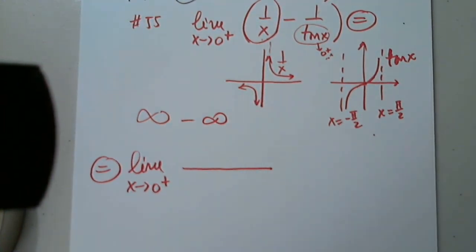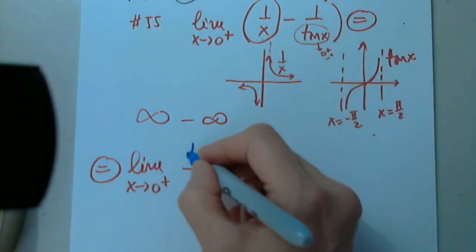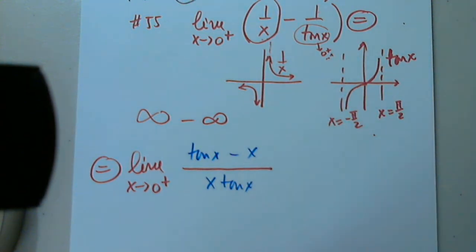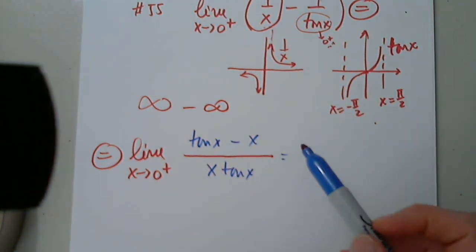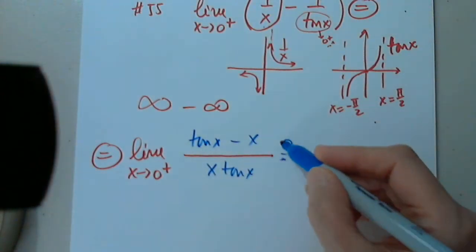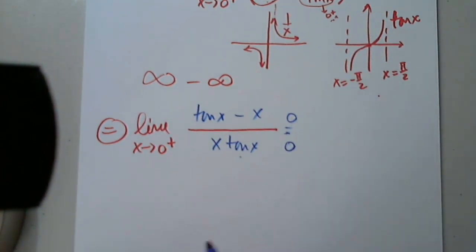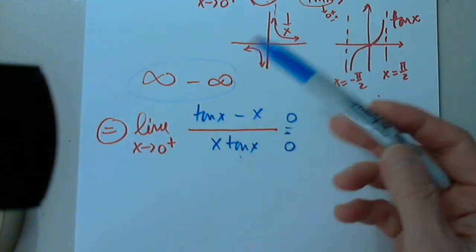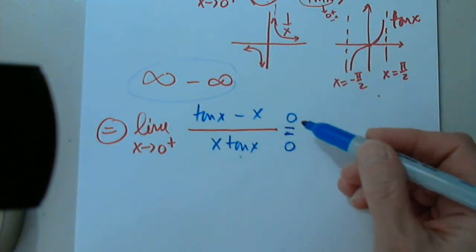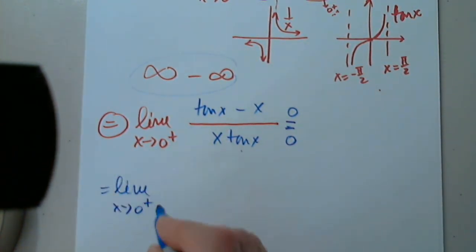Then what is the least common denominator? x times tan x. Very good. So then I have here tangent x minus x. I'm hoping for 0 over 0 or infinity over infinity. So this is 0, this is 0, yay! Wonderful. So infinity minus infinity, with a simple algebraic manipulation, changed into something I'm very happy to see. So then the limit as x approaches 0 from the right.